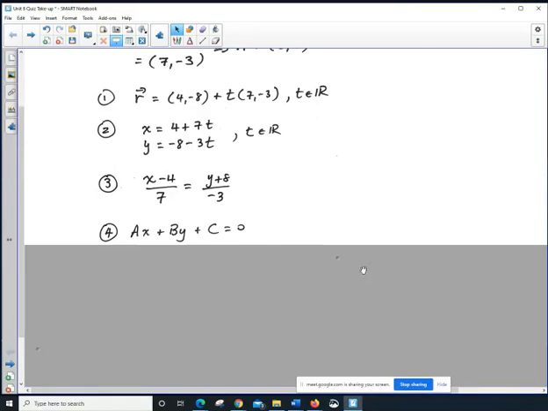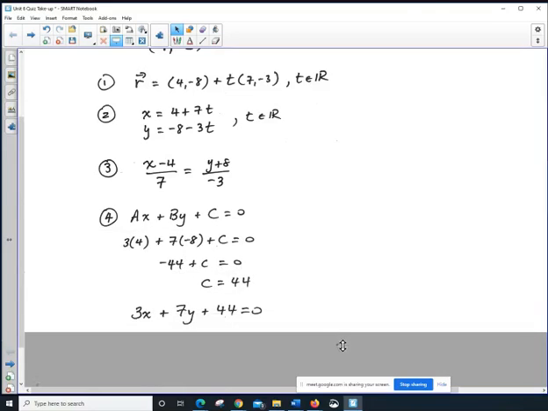Now for the last one, I know that A and B now represent the normal vector, and then I have a particular point on the line, and hence I could just solve for the C value. What's nice about the Cartesian equation is that there's one and only one version of it. I mean, you could have 6x plus 14y plus 88 equals 0, but then you could always reduce it into the nicest form.